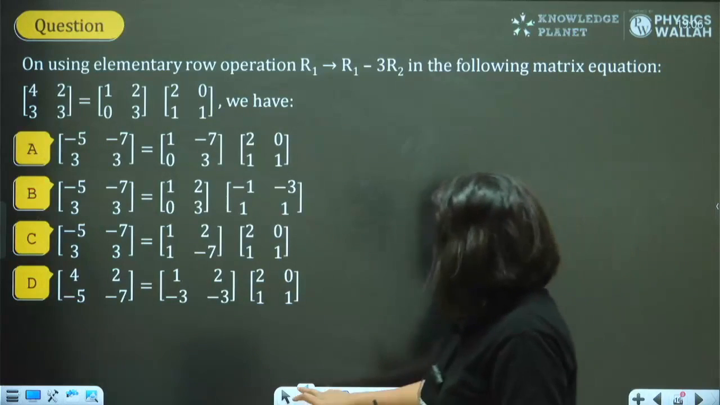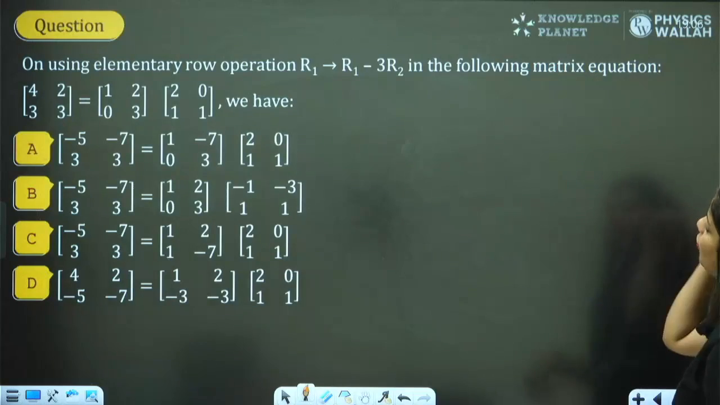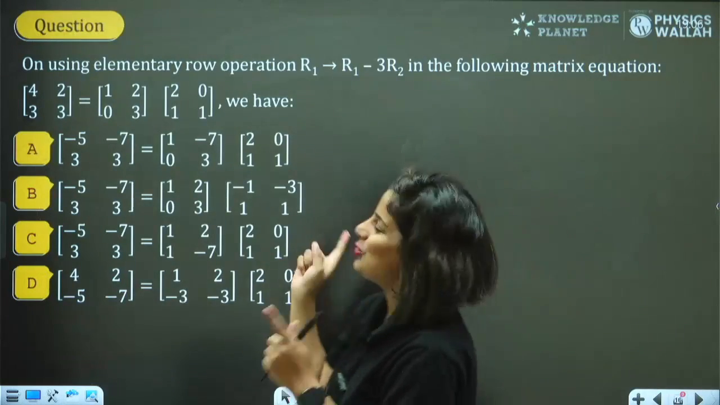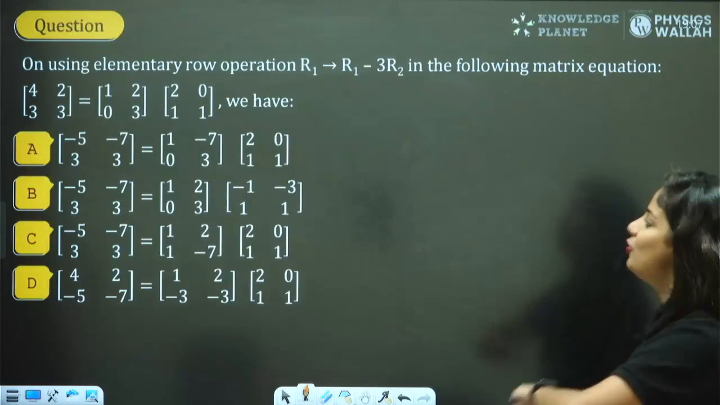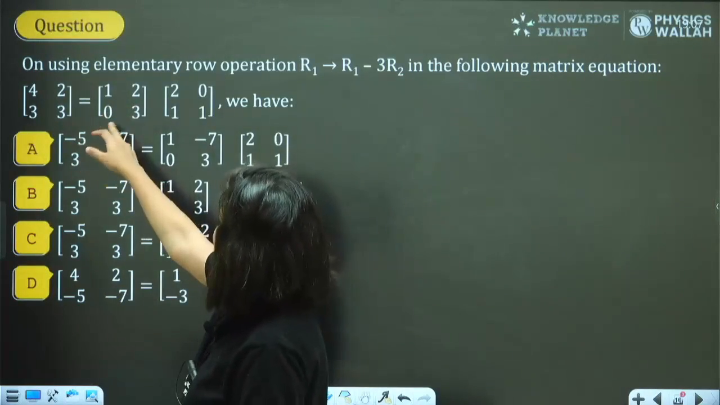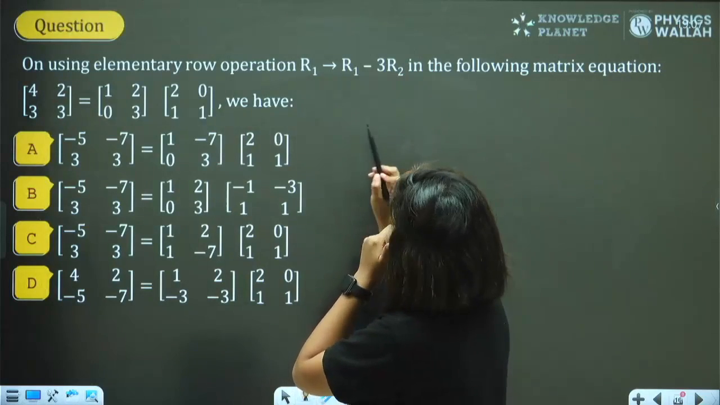So very first question, using elementary transformation, use the operation row 1 changes to row 1 minus 3 times row 2 in the following question. Looks very easy. Try to answer it. I bet you're going to go wrong. 4 2 3 3 1 2 0 3 2 0 1 1. The answer to this is row 1 changing to row 1 minus 3 times row 2.